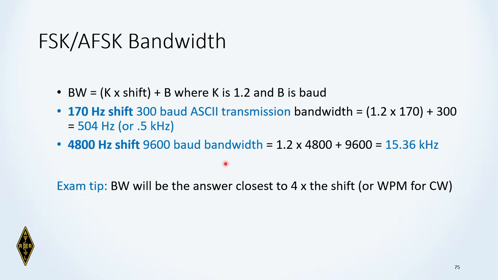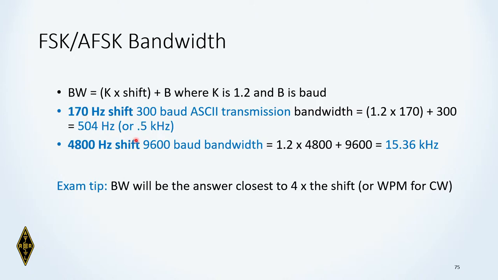So what I'm going to do here is do you a little favor and give you the shortcut. For the purpose of our pool questions, the bandwidth will be the answer closest to four times the shift. So in this case, the shift is 170 hertz. And if you multiply that times four, what do you get? Does somebody have a calculator? You can do that for us quick. 170 times 4, what does that come out to be?